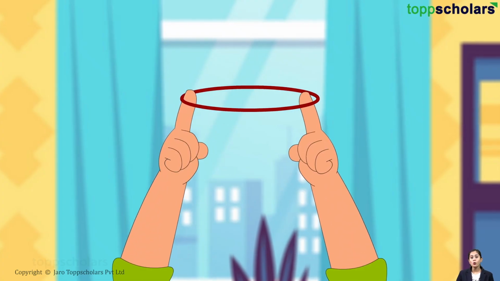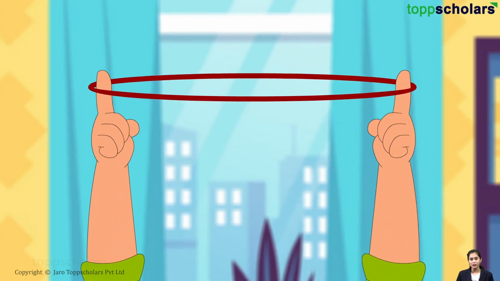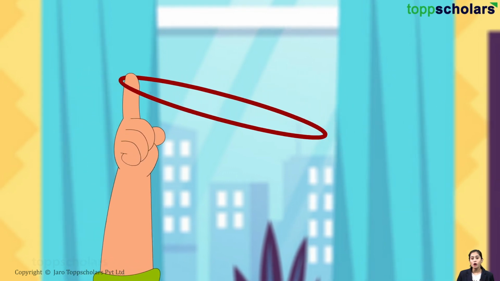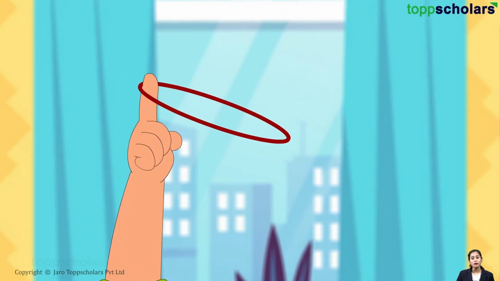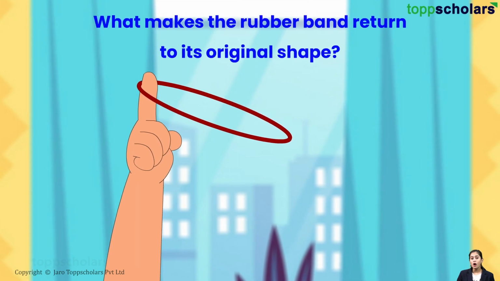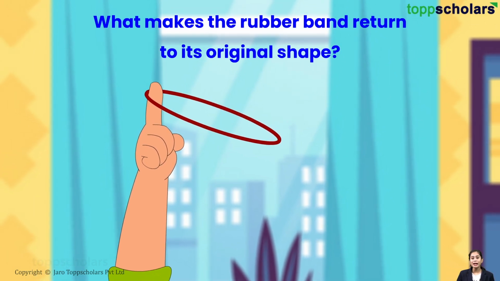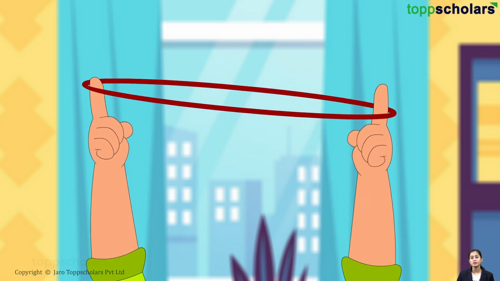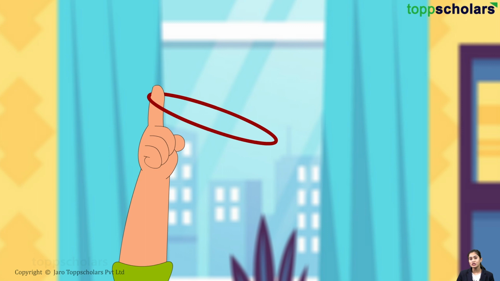Now, if you hold a rubber band in one hand and stretch it with the other hand, and now release the rubber band from the other end, what do you observe? You can see that the rubber band returns back to its original shape. Now, what makes the rubber band return to its original shape? The reason behind this is that the band acquires energy when you stretch it that causes the rubber band to return to its original shape.